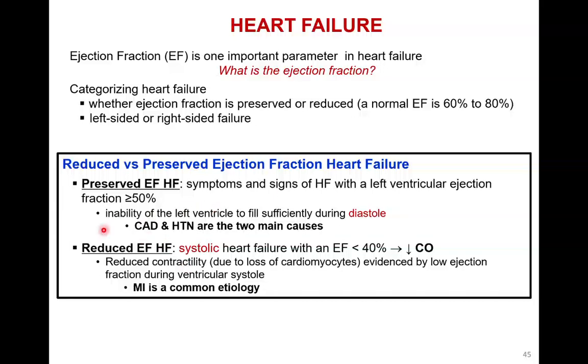A patient with heart failure might also be classified as having reduced ejection fraction. What determines your ejection fraction is the heart's ability to contract effectively. So usually these patients have less than 40% in terms of their ejection fraction, and this is a problem with systolic heart failure, and that can lead to decreased cardiac output, that's CO. And usually myocardial infarction, that's what the MI stands for, is the common cause of reduced ejection fraction heart failure. So we've got preserved versus reduced.